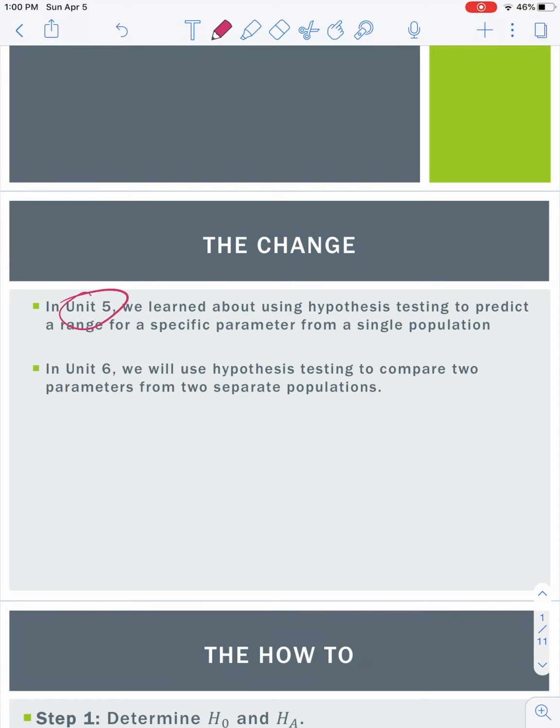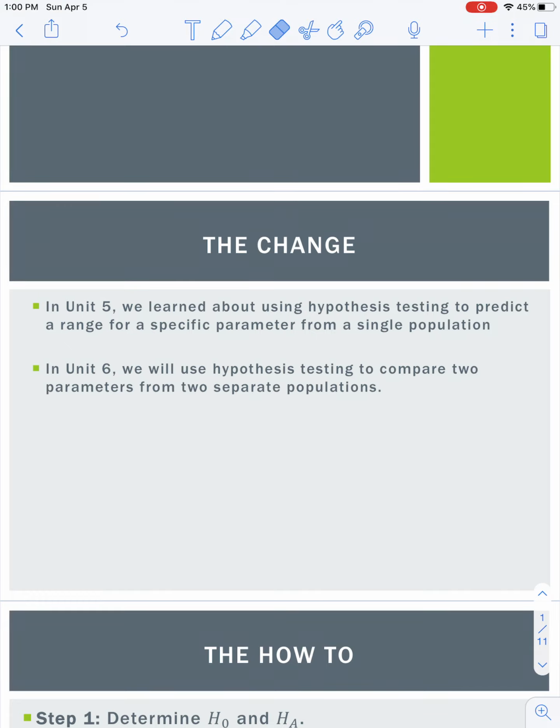In Unit 5, what we did was we talked about a specific parameter from a single population. So what that meant was we were dealing with something like, is the mean greater than 5? Is the proportion greater than 0.7? We dealt with specific proportions from one population or means from one population and tried to determine whether they were less than, greater than, or not equal to a number.